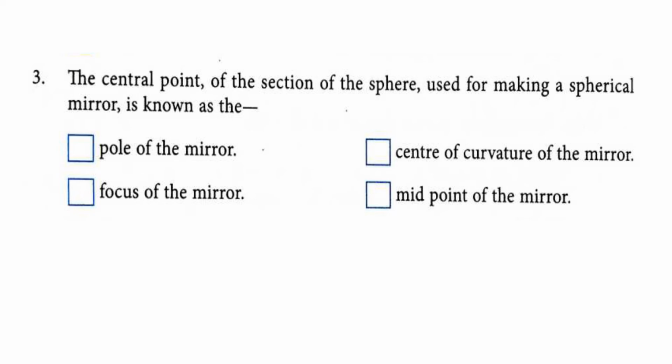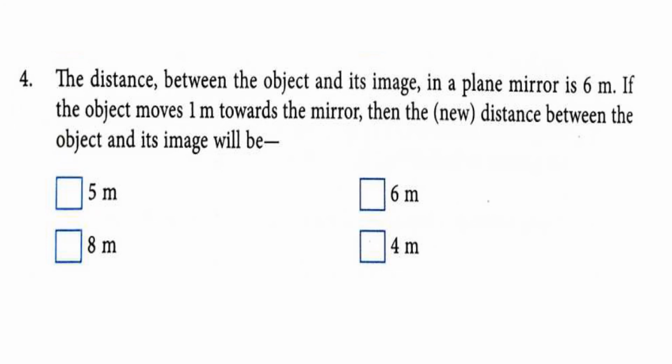Third question, the central point of the section of sphere used for making a spherical mirror is known as the central point of the section of the sphere. Section of the sphere, central point we have to select. So that will become the center of curvature of the mirror. Okay, this we can select. It is not the pole, it is not the focus, it's not the midpoint, but it is the center of curvature of the mirror.